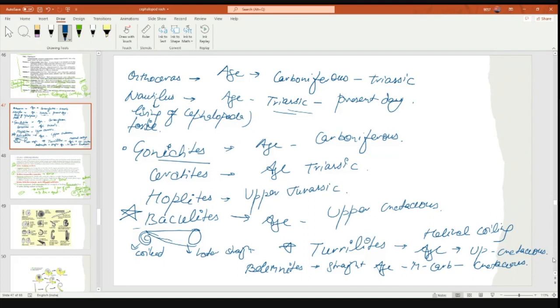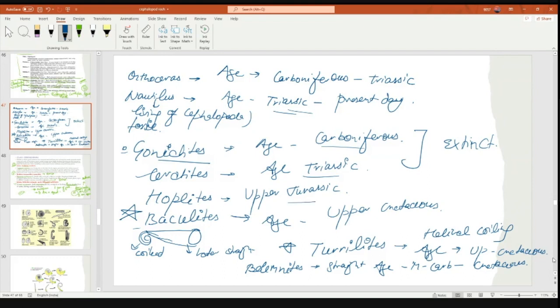So these are some important species of the cephalopod you have to remember. Orthocera's age Carboniferous to Triassic. Nautilus, which is also known as the living fossil of the cephalopod, and Nautilus is also semi-coiled or बहुत ज्यादा कॉइल नहीं, somehow straight one. Okay, age is Triassic to present day. And Goniatites, whose age is Carboniferous. These all are also extinct. Goniatites and Ceratite. Okay, extinct because these are examples of the ammonoids, right? Extinct one. So Carboniferous and Triassic, Ceratite, Triassic.